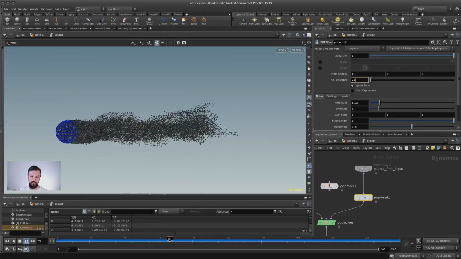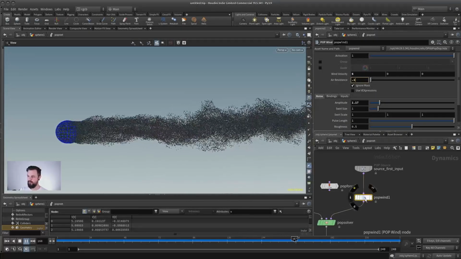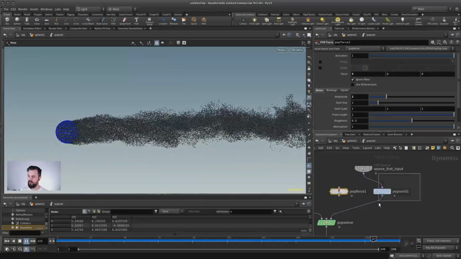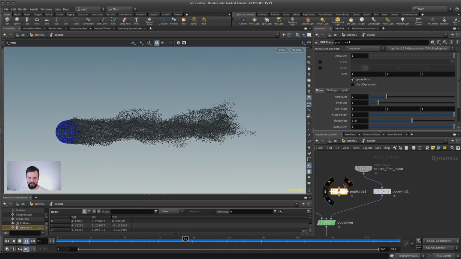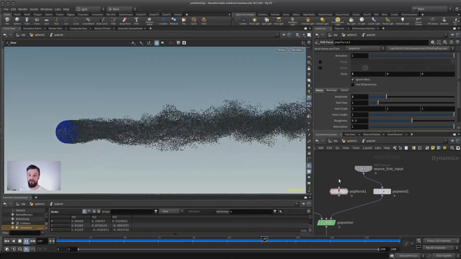So I hope this is helpful and not too confusing. Just keep in mind the pop wind and pop force are very similar, just the pop wind has a target and the pop force has a constant acceleration. That's the main thing you have to keep in mind.